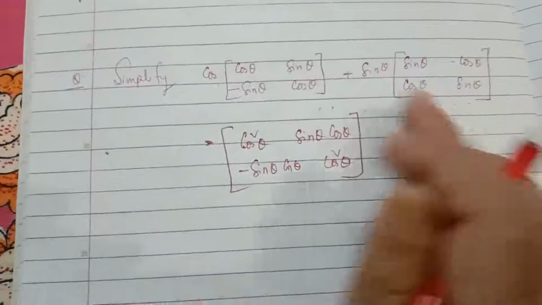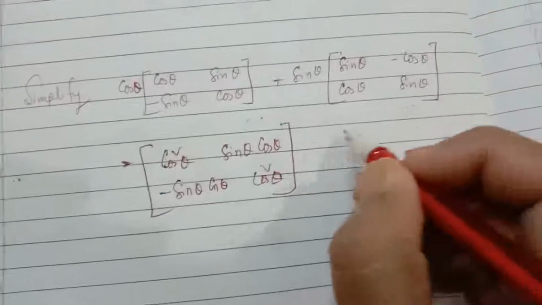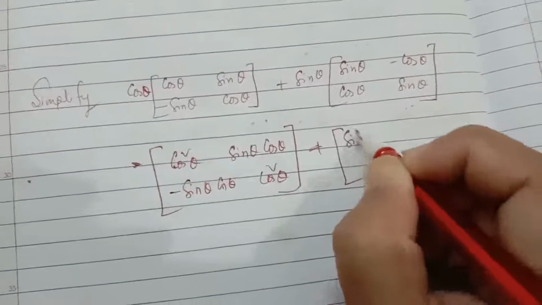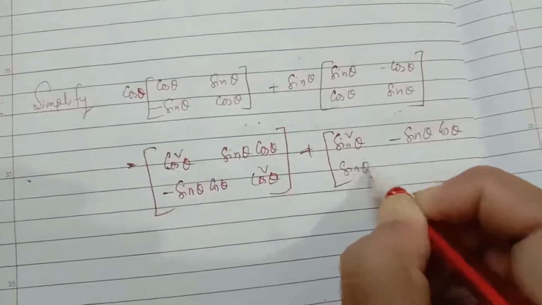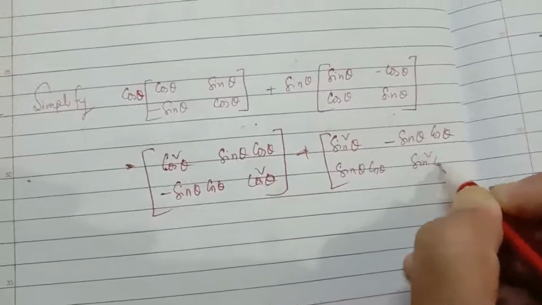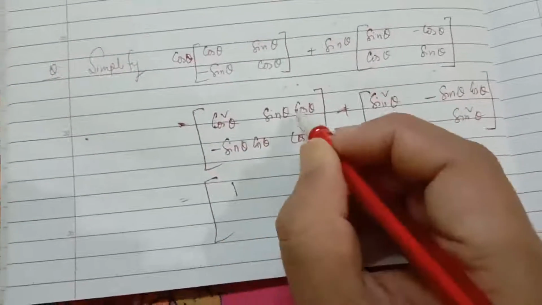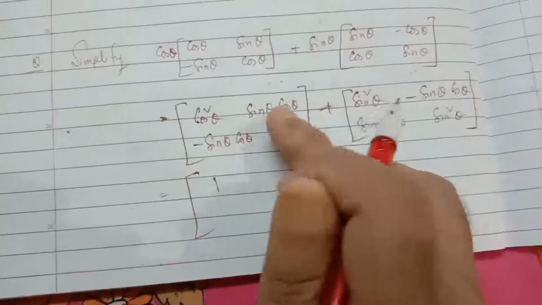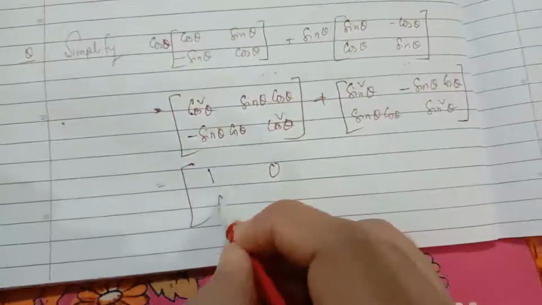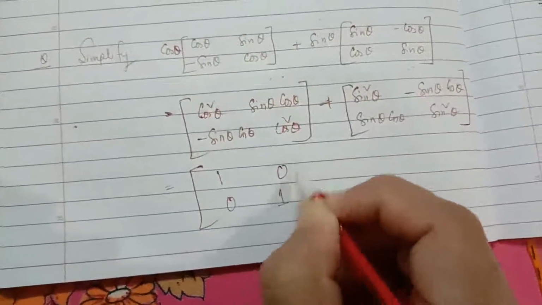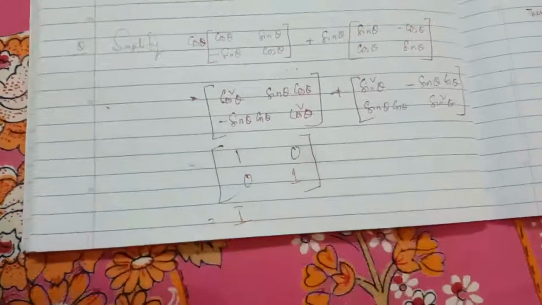This is called scalar multiplication, multiplying all the elements by cos theta. Cos theta into this, cos theta into this. Similarly, this will be sin square theta, minus sin theta cos theta, sin theta cos theta, sin square theta. If we add, cos square plus sin square is 1. Adding corresponding elements, this plus this is 0, this plus this is also 0, and this plus this is 1. This is actually the identity matrix of order 2. So we can write I2 or simply I.